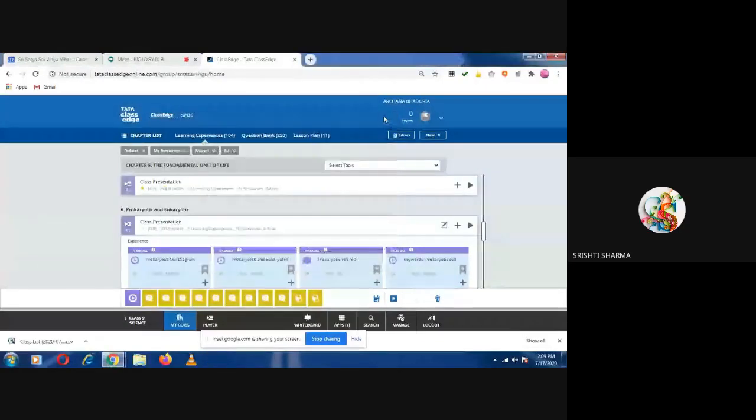Prokaryotic cells are those cells which do not have a well-defined nucleus, and the eukaryotic cells are those cells which have a well-defined nucleus. Very good. Okay. So everyone knows this. Any other difference if anyone is knowing? So this is the basic difference between the prokaryotic and eukaryotic.